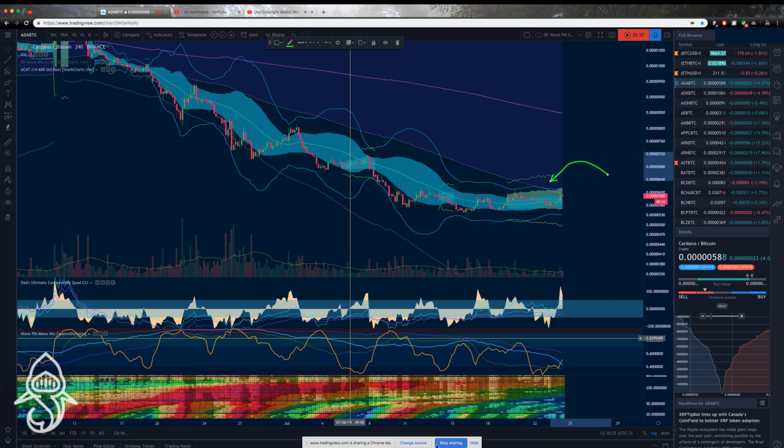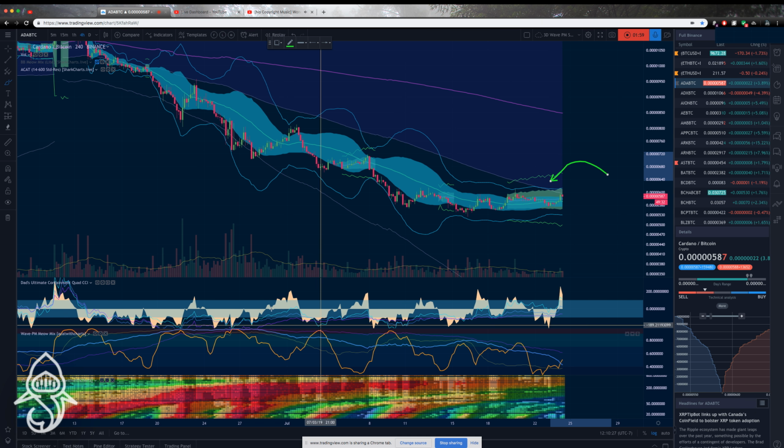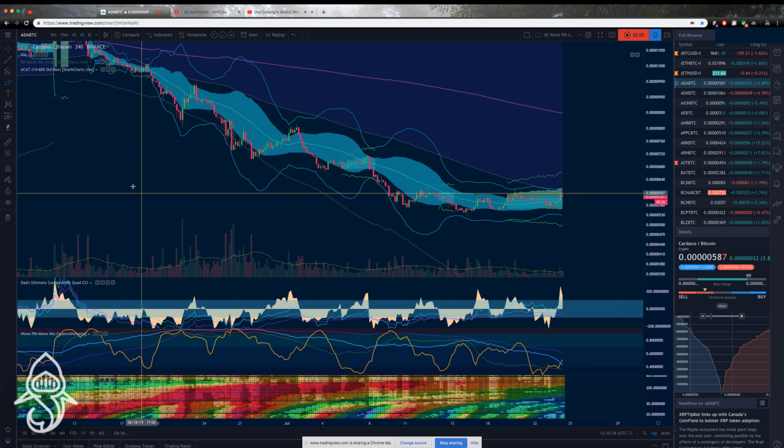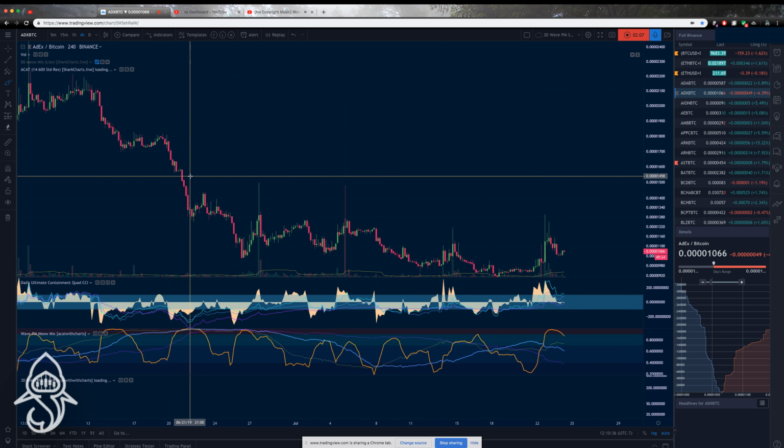So now that we have the groundwork for what we're looking for, either short entries in the quad CCI if we're below the purple band, or bullish entries if we're inside the purple band. That's pretty much what 90% of alts are going to look like, so just go for it.